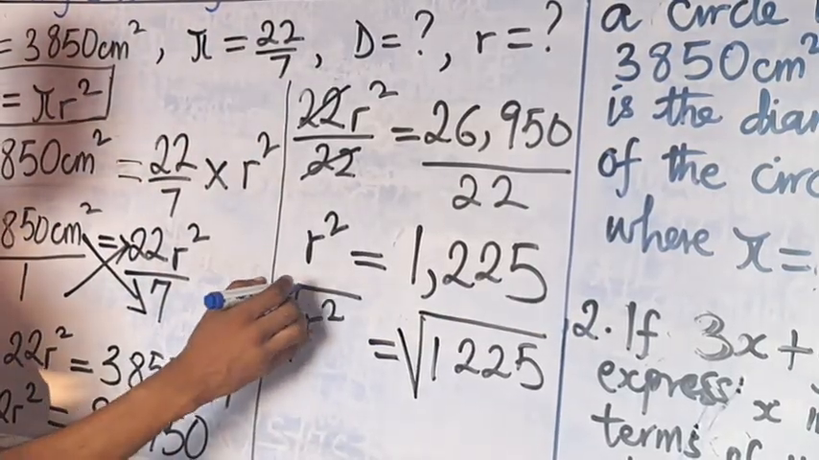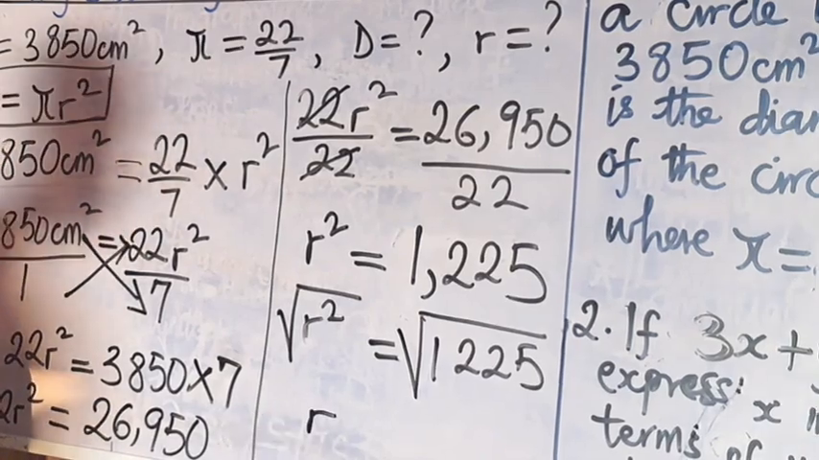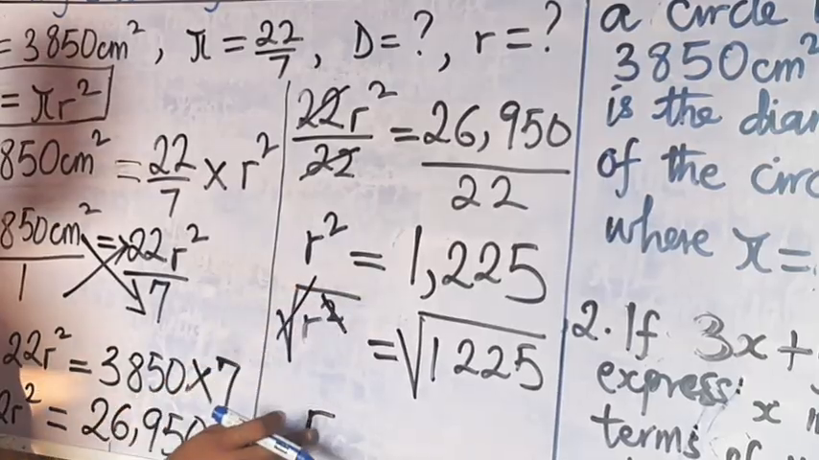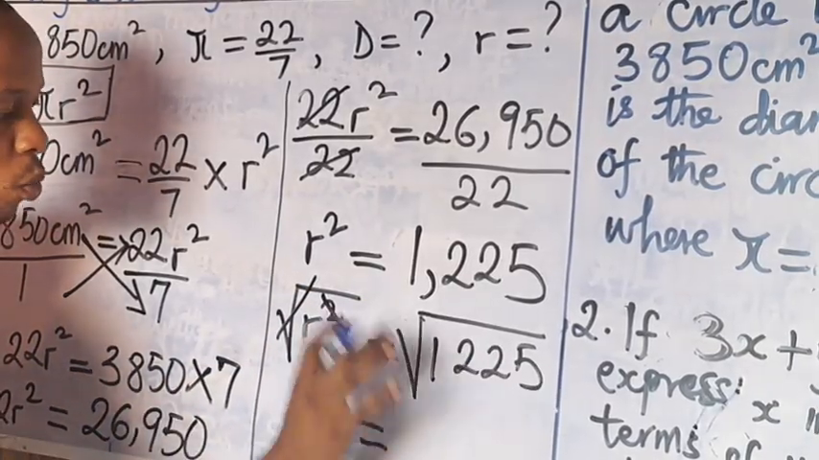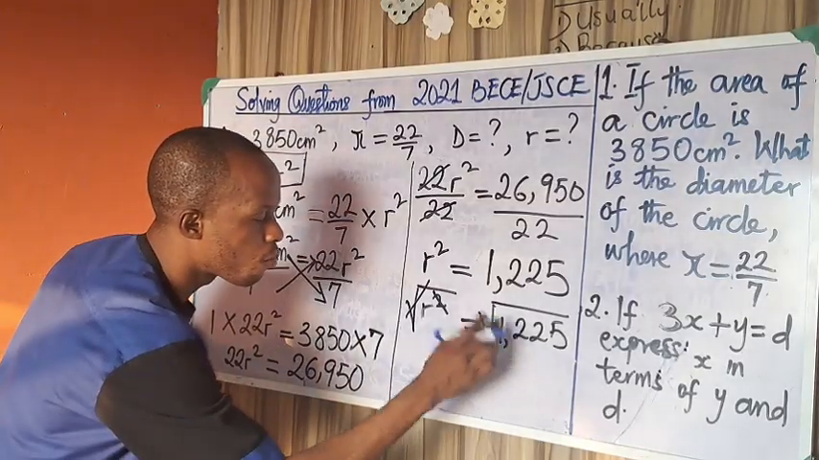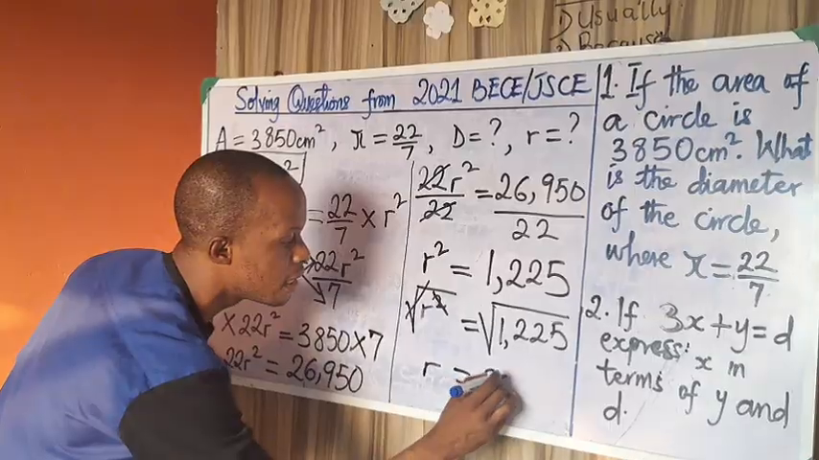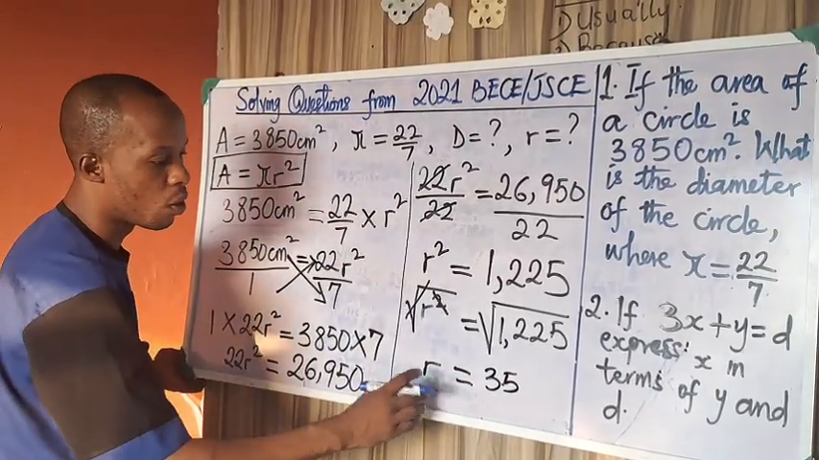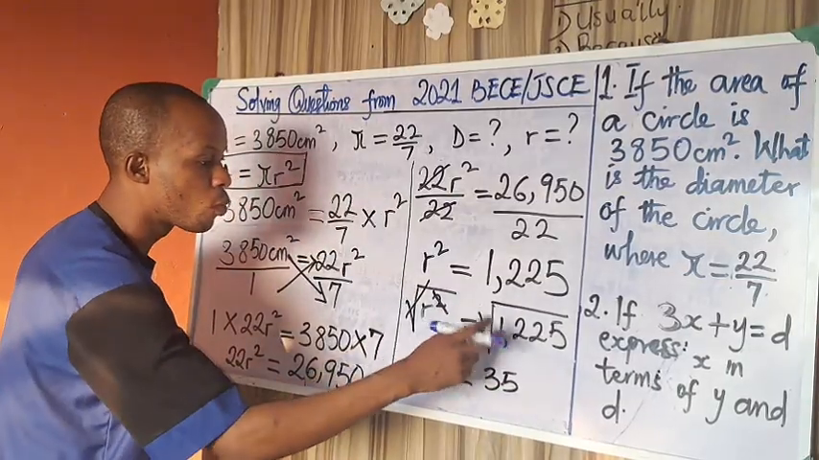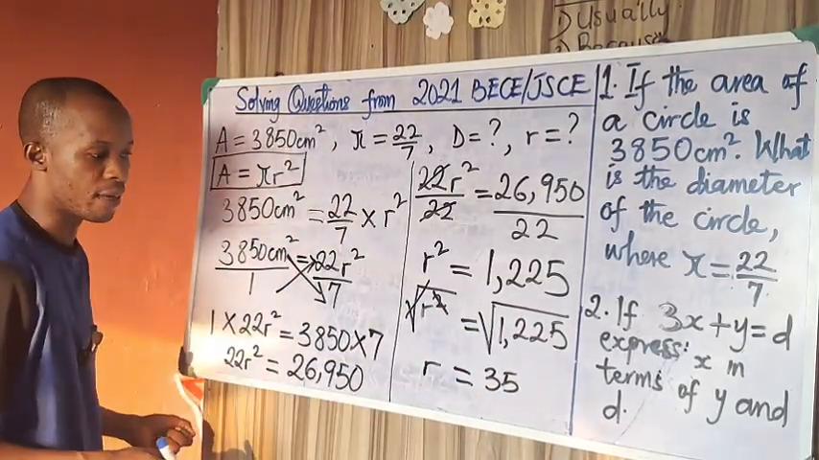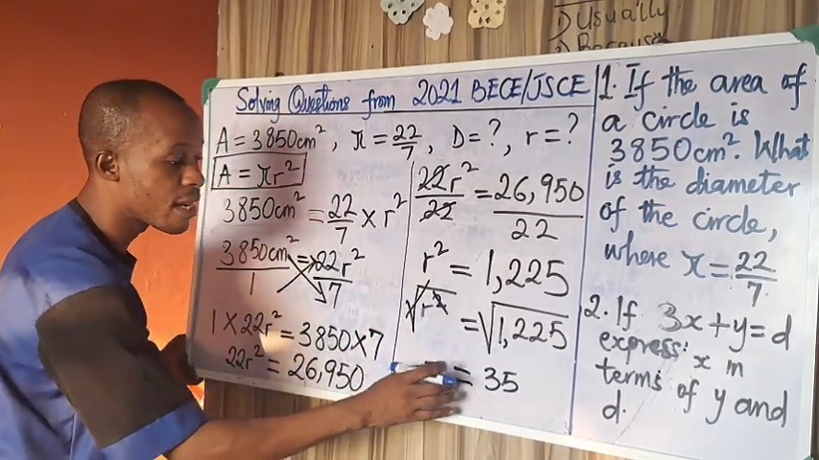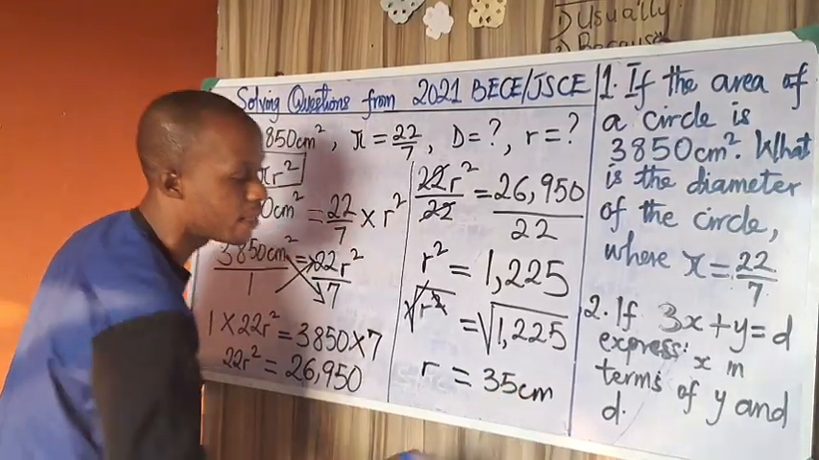So in this case, the square root of r squared will be r, meaning that the square root takes away the square. The square root of r squared will be r. And on this side of the equation, the square root of 1,225 is simply 35. In other words, if you multiply 35 by 35, having the square of 35, it will give you 1,225. Now we have successfully found the radius of the circle. The radius of the circle is simply 35 centimeters.